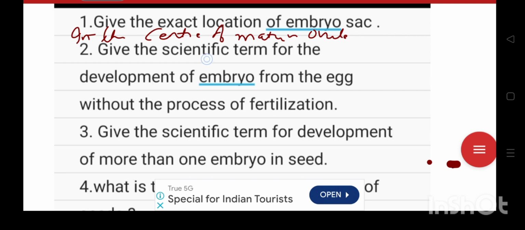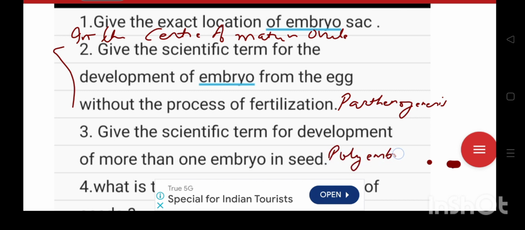Next question is, give the scientific term for the development of embryo from the egg without the process of fertilization. For this, the technical term is parthenogenesis. Next, give the scientific term for development of more than one embryo in seeds. For this, the answer is polyembryony.